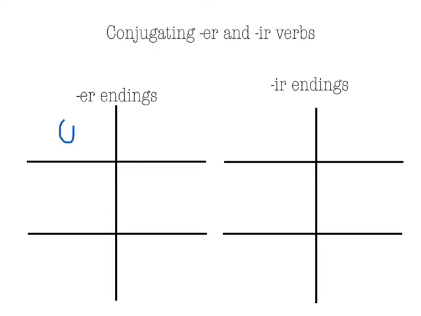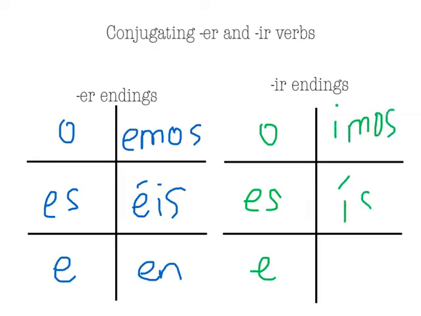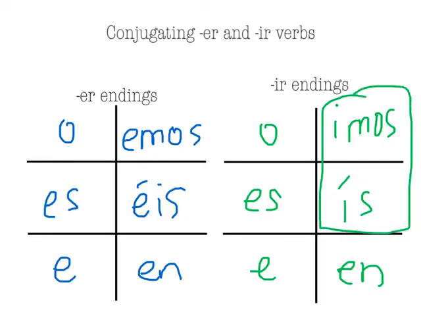So the ER endings are o, es, e, emos, éis, en. And the IR endings are actually going to be almost the exact same, except for the nosotros form. So we have o, es, e, imos, ís, and en. So just these two are going to be different in IR. Make sure that you look out for those. Let's go ahead and put them with a verb, but first please pause this as long as you need to make sure that you have these written down. You'll need these in your notes.